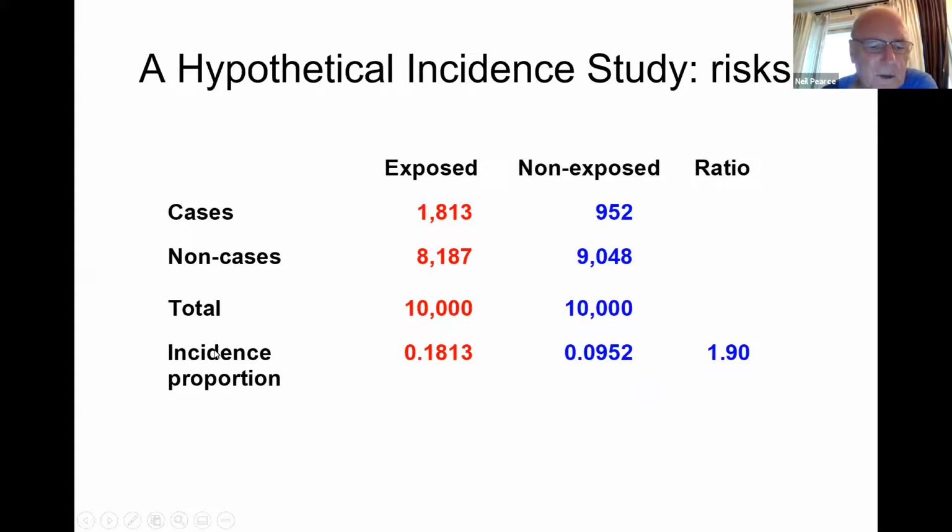There are lots of other words that people use for this. Some people call it cumulative incidence. Risk is the easiest term. So it's your risk of getting the disease over the next 10 years. In the exposed group, it's essentially 0.18, so it's 18%. In the non-exposed group, it's 952 over 10,000, so it's 0.0952, which is about 9.5%. And the risk ratio, 0.1813 over 0.0952, is 1.9. So the proportion that get the disease over the risk period is about double in the exposed group compared to the non-exposed group.